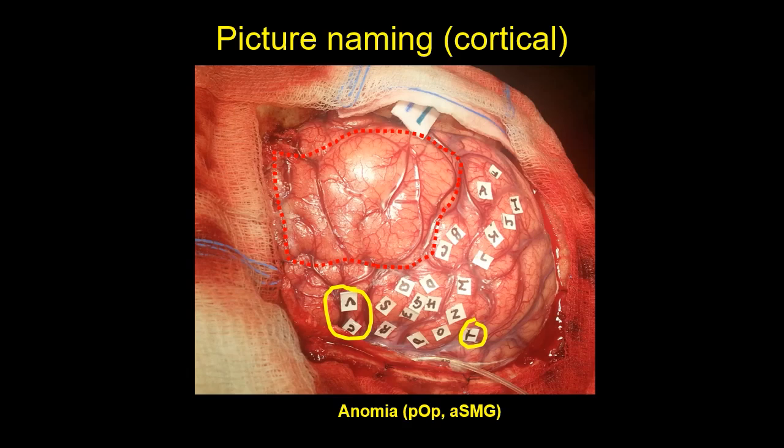Now we'll move on to language mapping examples. Shown here is a patient with a very large left-sided middle frontal gyrus mass, anterior to the primary motor and primary sensory areas. During a picture naming paradigm, stimulation at sites U and V, here within the pars opercularis, as well as at site T, here in the supramarginal gyrus, elicited frank anomias.